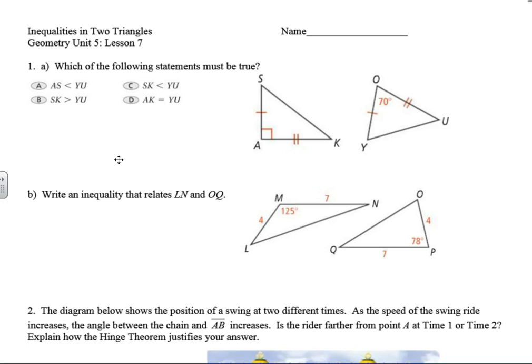We're in the last lesson of Unit 5, and we're going to talk about inequalities in two triangles. We're going to look at something called the Hinge Theorem. The Hinge Theorem looks at when we have two triangles, and we know that two sides are congruent. The angle in between them tells us which side will be longer.